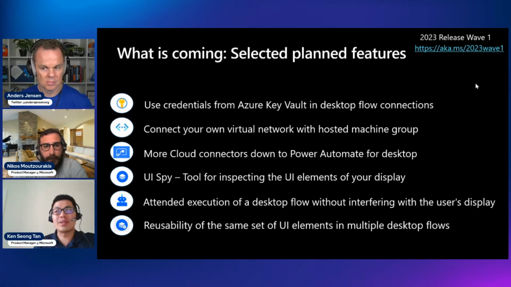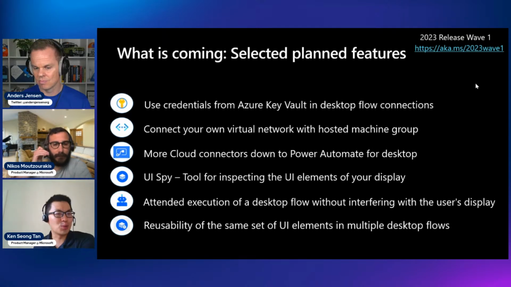For hosted machine group, this is something that's coming very shortly, in the next couple of months. It'd be very, very short. You'll be able to use the bring your own virtual network with hosted machine group to be able to access on-prem resources. The next couple of features, maybe Nikos, do you want to run through them?